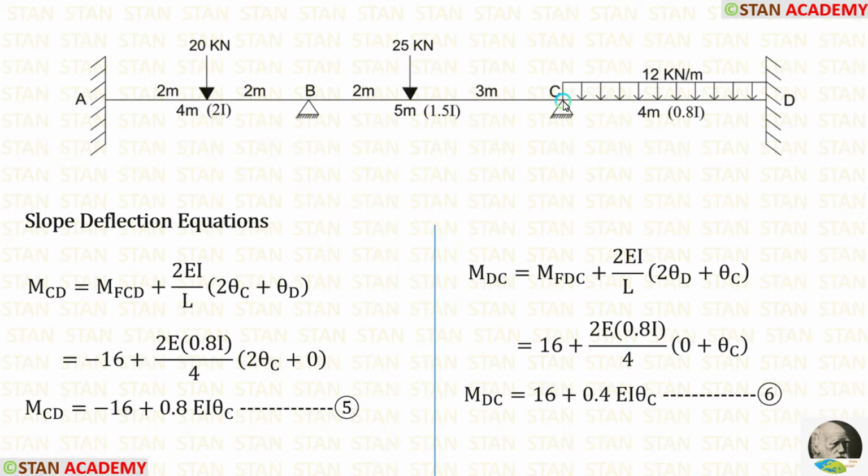Now, let us make the slope deflection equations in the span CD. First, let us apply the fixed end moments. For CD, the moment of inertia is 0.8I. So instead of I, we have to apply 0.8I. Length of CD is 4 meter. Let us apply that. At point D, we are having a fixed support. In the fixed support, there will be no slope, so theta D will be 0. Finally, we are making two slope deflection equations in the span CD.